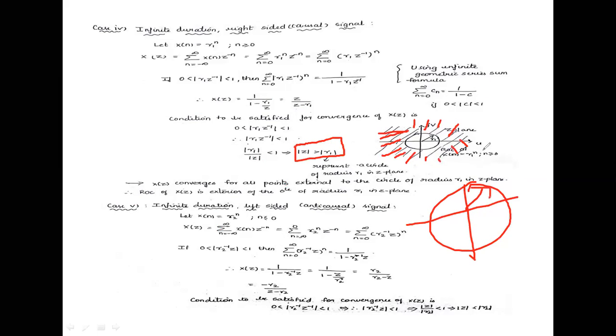The outside of the circle is the region of convergence. This is the total region of convergence. Exterior. So for an infinite duration, right-sided causal sequence, the ROC is an exterior. Anti-causal means definitely the interior only. Anti-causal means that it is an interior signal. Got it, my dear students?